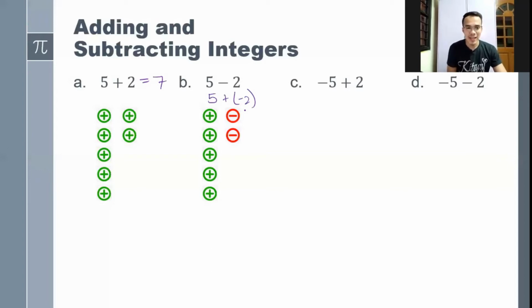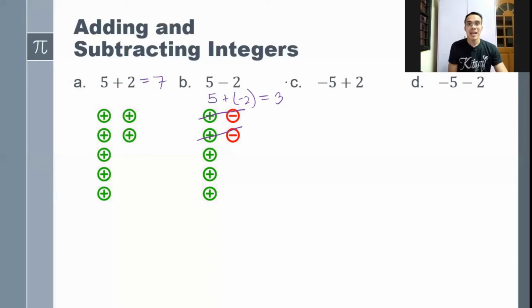Here's the thing. 1 positive chip and 1 negative chip will be canceled out. Then you count the remaining number of chips. We have here 1, 2, 3 positive chips. Therefore, 5 plus negative 2 is equal to positive 3.